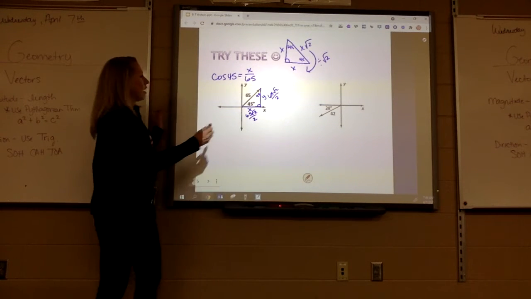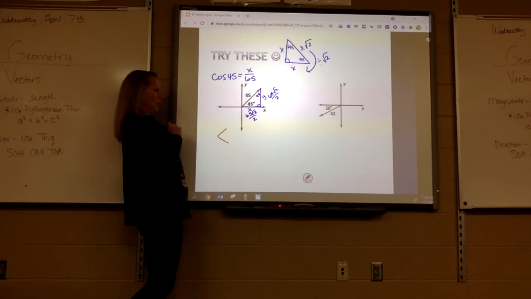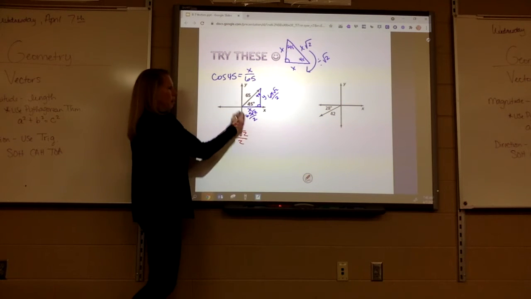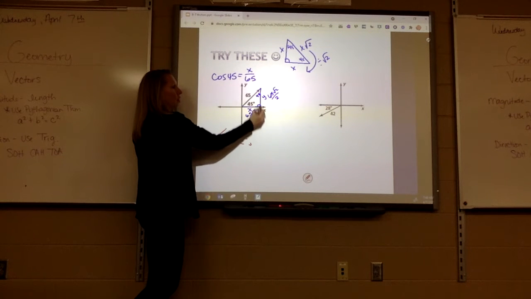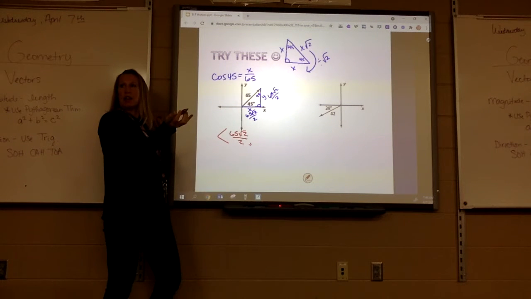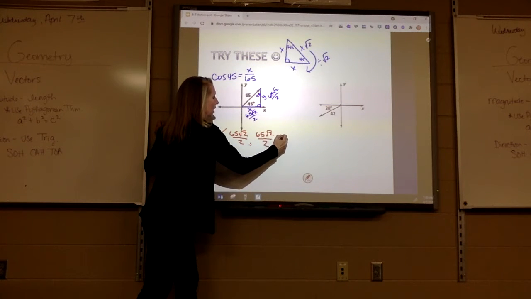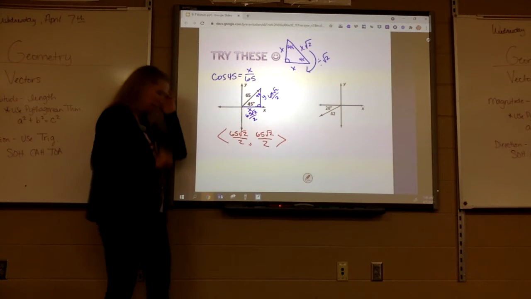So let's describe this vector. How far to the right would I go? 65 radical 2 over 2. And that'd be positive because I'm going to the right. Comma. And then I'm also going up. So is that positive or negative? So 65 radical 2 over 2 again. Like I said, it's pointy parentheses because it is a movement.